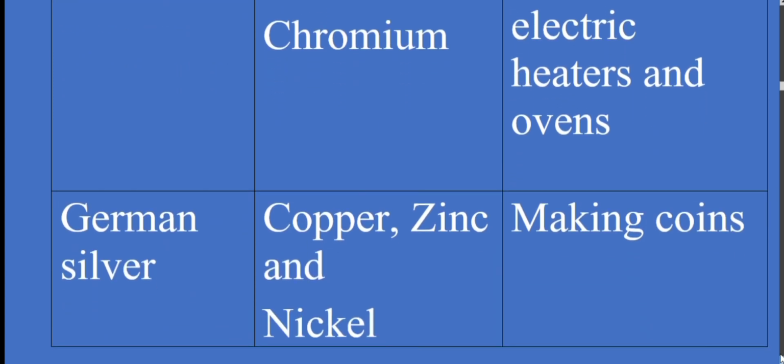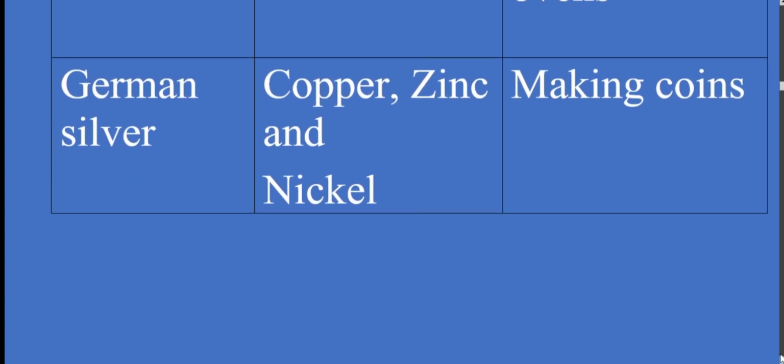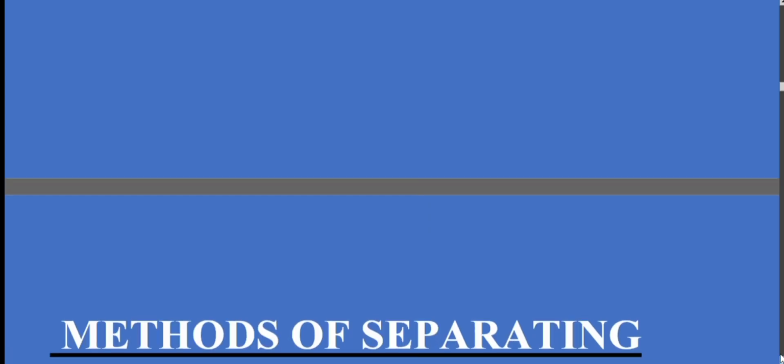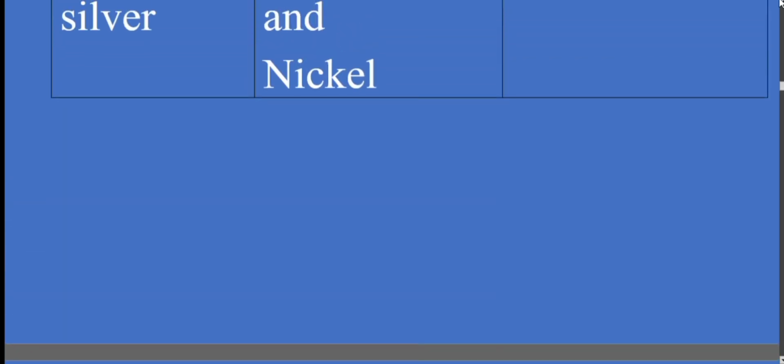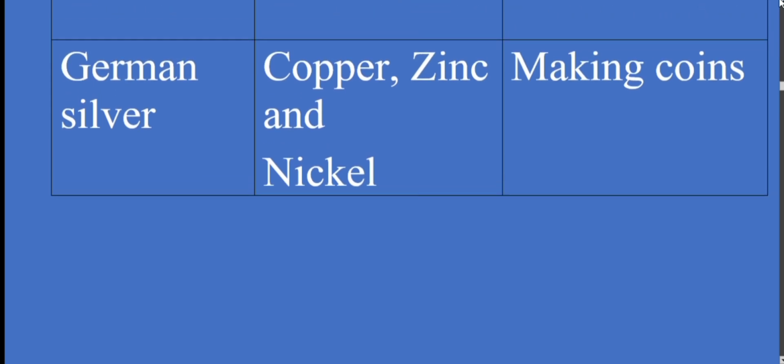So you have German silver. It is composed of copper, zinc, and nickel. It is used in making coins. So those are some of the alloys that we make from solid mixtures. These solids are in a position to melt to form alloys.